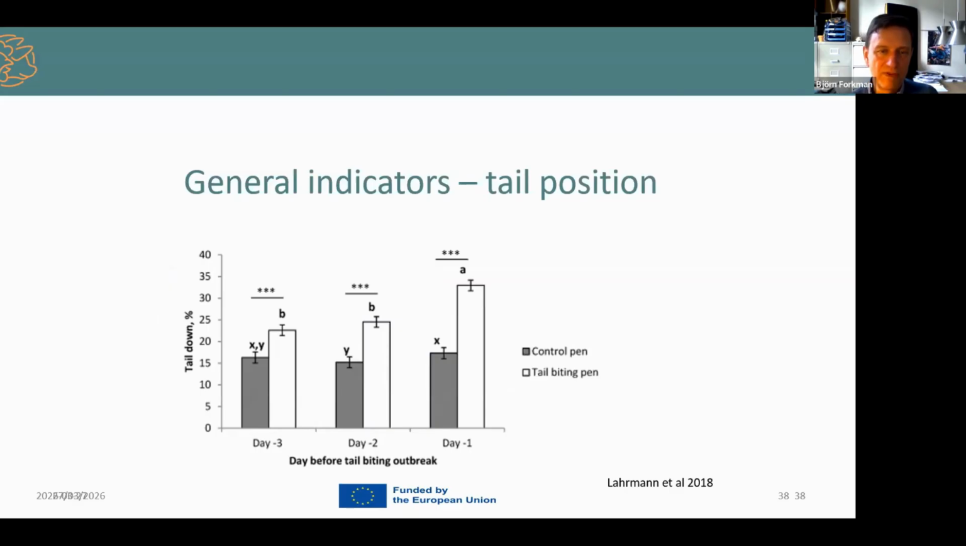This is just an example of a study in which they compared a control pen and a pen with a tail biting outbreak. So 3 days before, you can see there's an increase in the number of tails tucked between the legs. The day before, it's twice as many in the pen with the coming tail biting outbreak. And it's enough to stand there for a minute to see whether the tails are up and down and give a proper assessment of this.